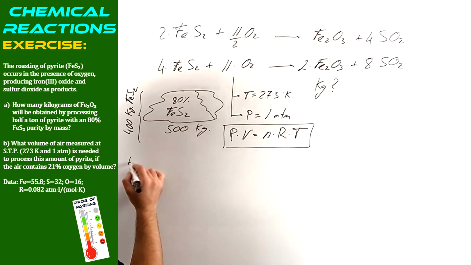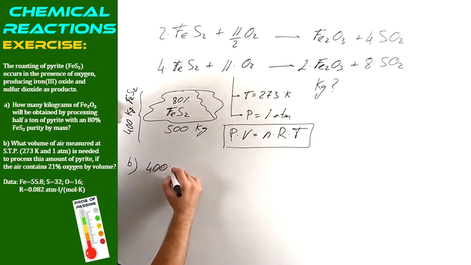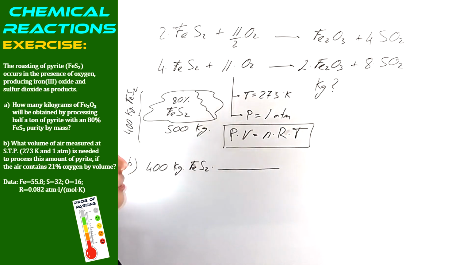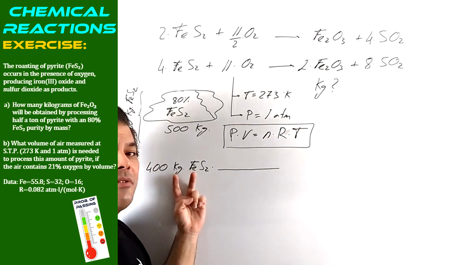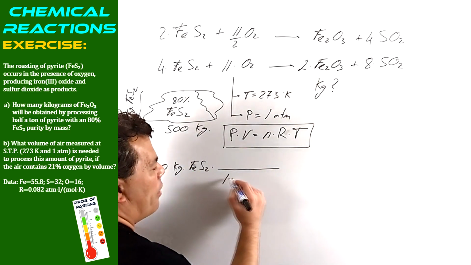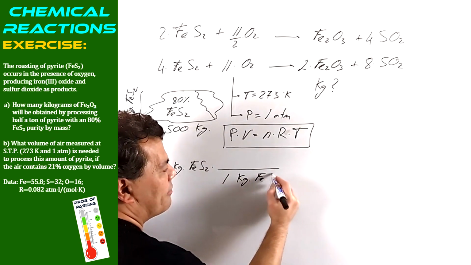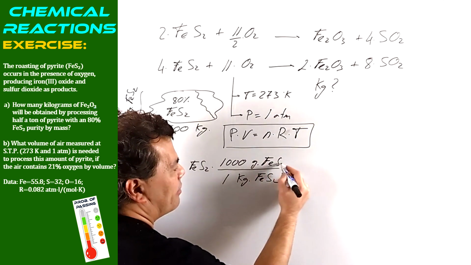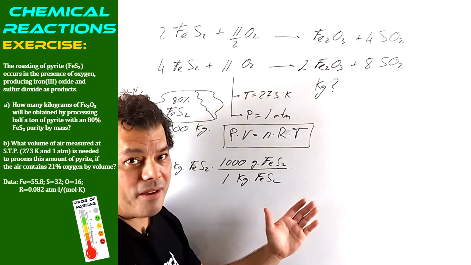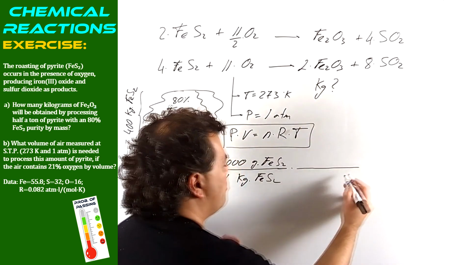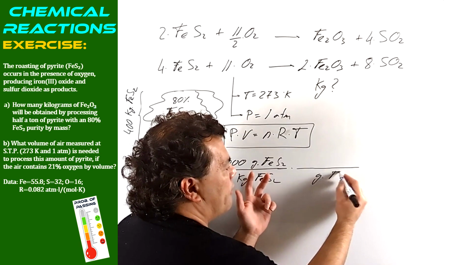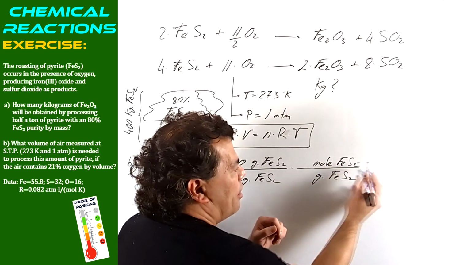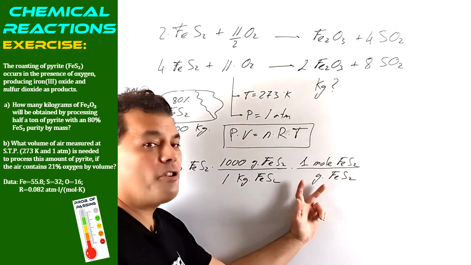So, 400 kilograms of pyrite. The first thing we're gonna do is to change from kilograms into grams. And as you know, 1 kilogram of pyrite is 1000 grams of pyrite. The second conversion factor will help us to move from grams of pyrite into moles of pyrite. Only with 1 mole we will be doing our conversion factor.